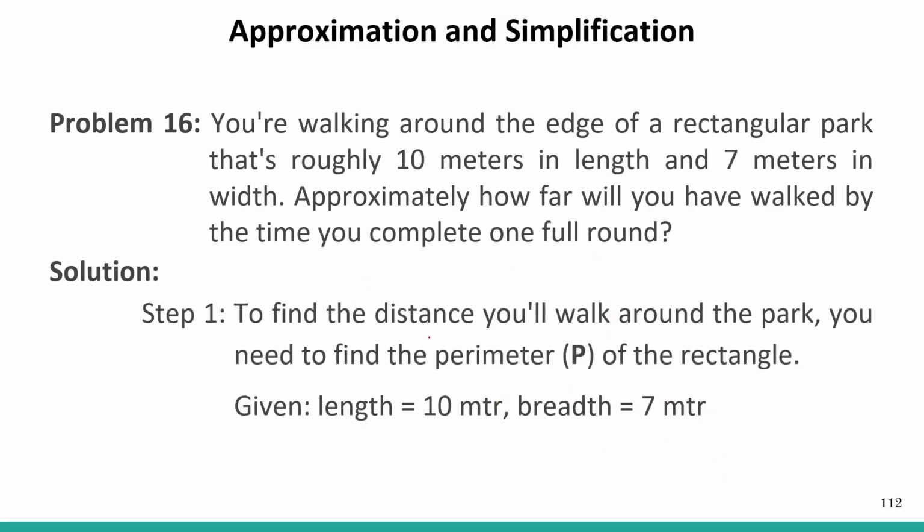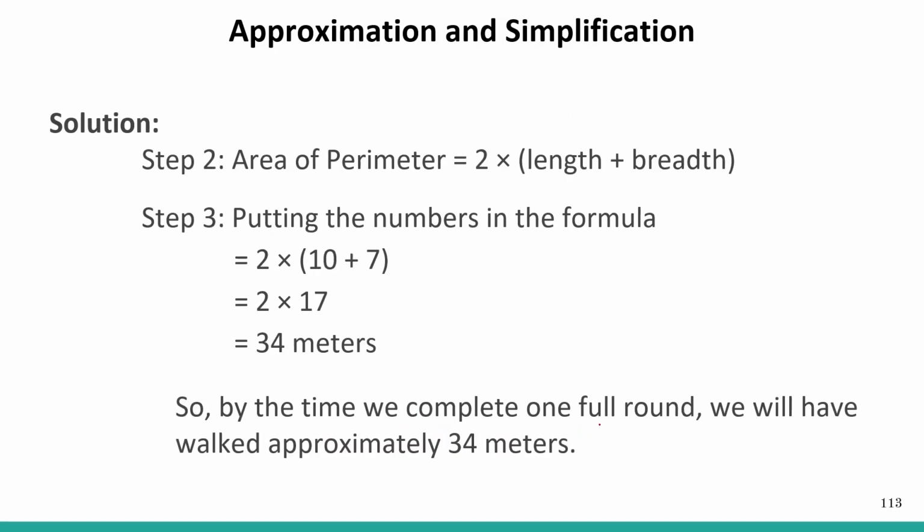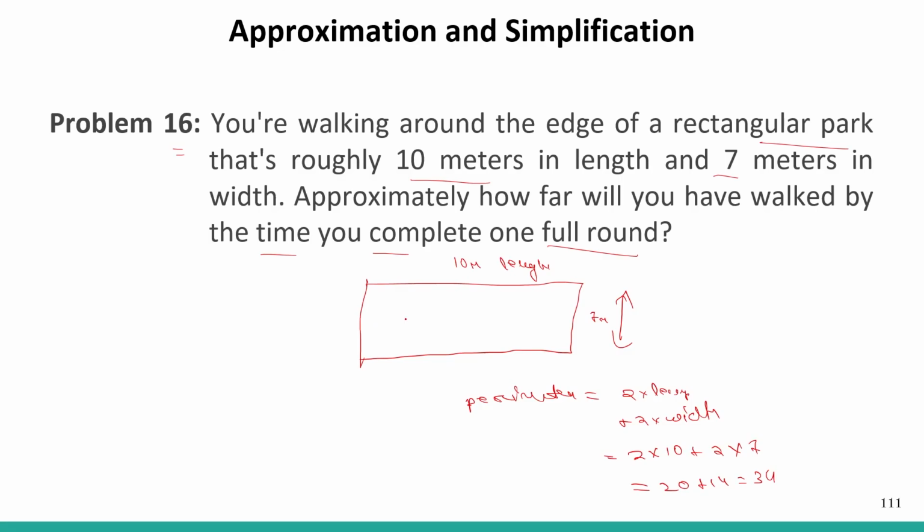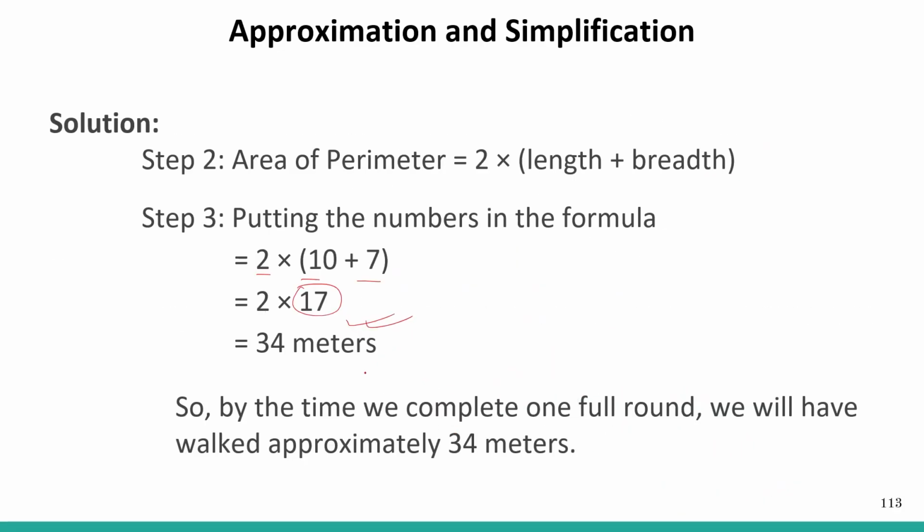So to find the distance you will walk around the park, you need to find the perimeter P. Given length is 10 meters, breadth is 7 meters. So 2 into length plus breadth is 17 into 2, equal to 34. As you have calculated here, 34 meters is the correct answer. By the time we complete one full round, we will have walked approximately 34 meters.